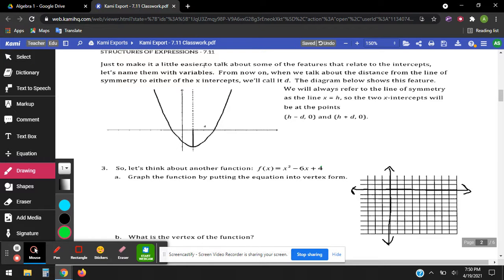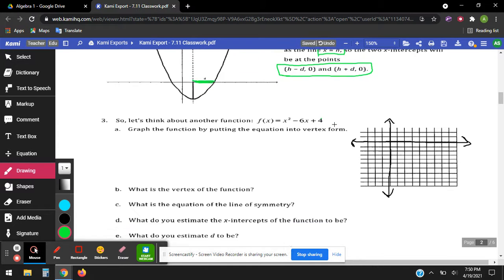Okay. So just to make it a little bit easier to talk about some of these features that relate to the intercepts, let's name them with variables. So from now on, when we talk about the distance from the line of symmetry to either of the x-intercepts, we'll call it d. So this distance right here is d. The diagram below shows this feature. We'll always refer to the line of symmetry as x equals h. So the two x-intercepts will be at the points h minus d, comma 0, and h plus d, comma 0, kind of what we did up there with the 2.